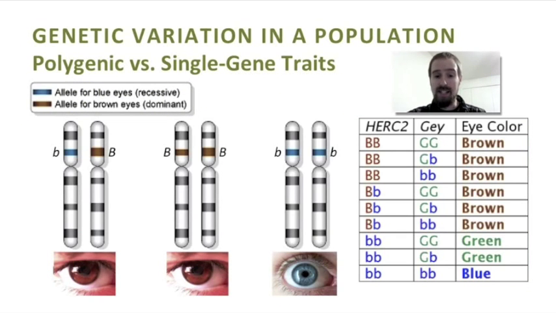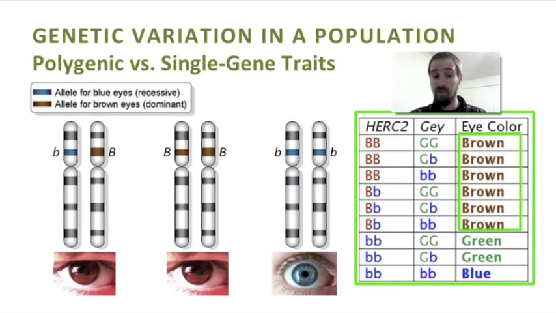Fur color in those mice is a single gene trait, meaning that this trait is controlled by only a single gene. Most of our traits, however, are determined by several genes, not just one gene, and we call these polygenic traits. Eye color, for example, is determined by at least two genes. This chart shows us which combinations result in brown, green, or blue-eyed phenotypes based on alleles for both of these genes. As you can see, more combinations result in the brown phenotype than any other color, but both the HERC2 gene and the GYPC gene influence the phenotype of the individual.